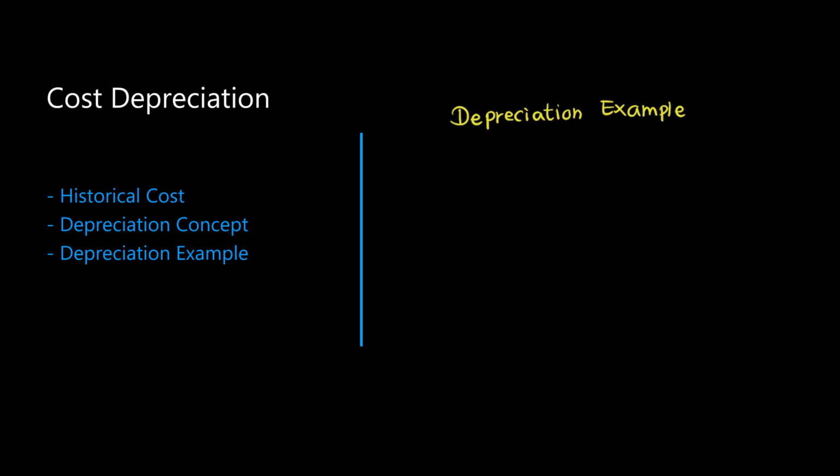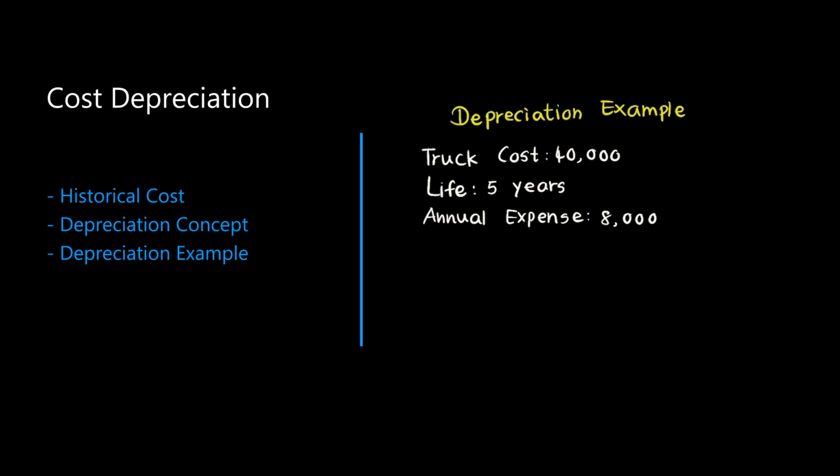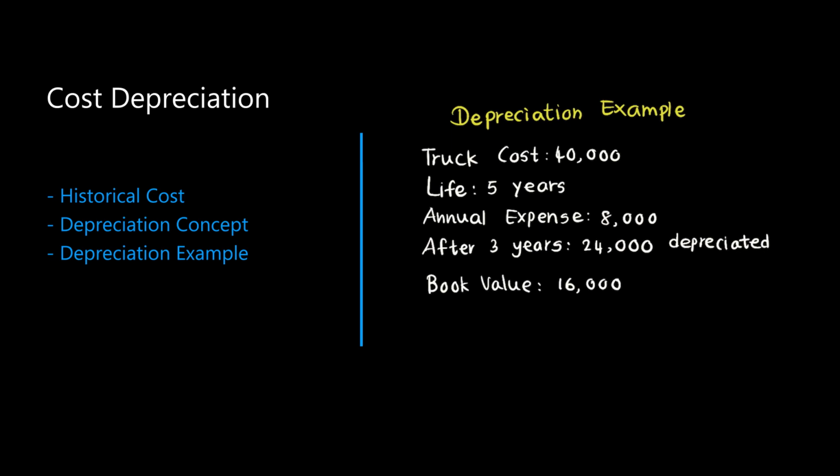Let me give you a practical example. Buy a delivery truck for $40,000. You expect to use it for 5 years. Each year you'd record $8,000 in depreciation expense. After 3 years you've recorded $24,000 in depreciation. The remaining $16,000 is called book value, the original cost minus accumulated depreciation.